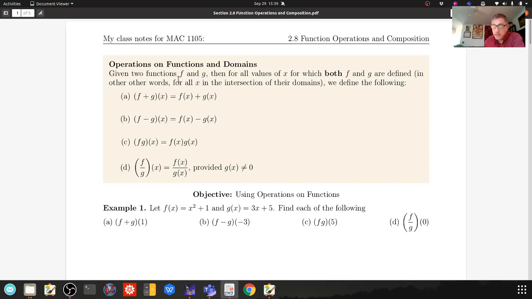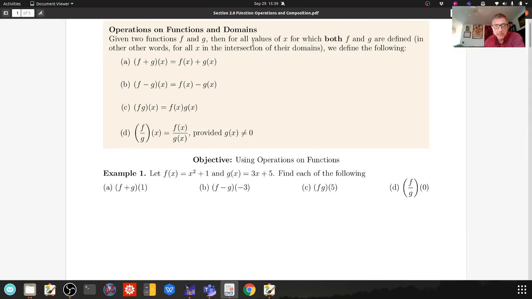So if we're given any two functions, f and g, then for all values of x for which both f and g are defined, that means the intersection of their domains, we have the following. So on the left-hand side we have the notation that I'm introducing, and then its definition is on the right-hand side. So this is function addition, and we read what's on the left-hand side this way: f plus g of x is equal to f of x plus g of x.